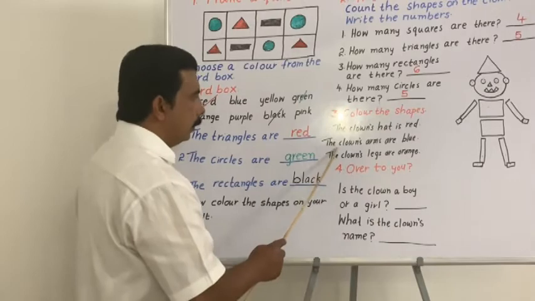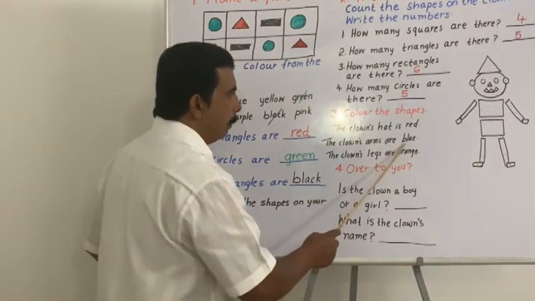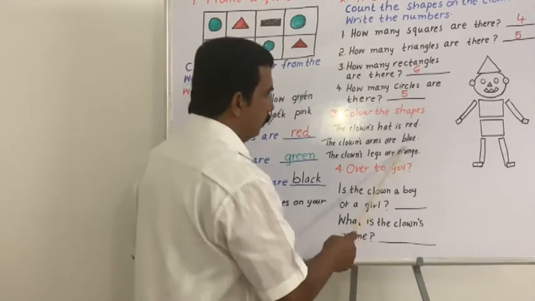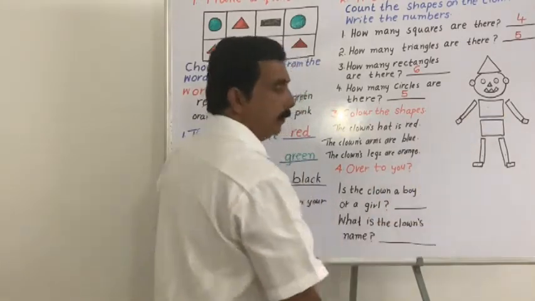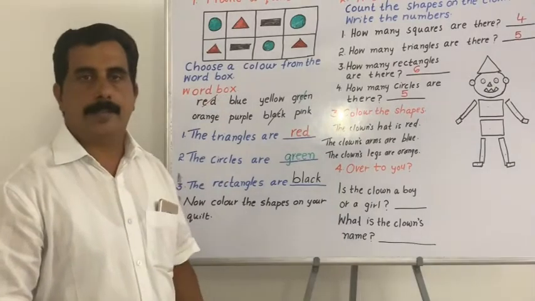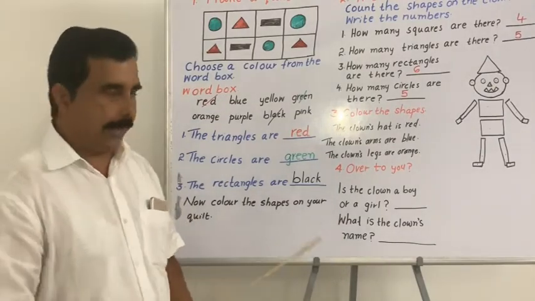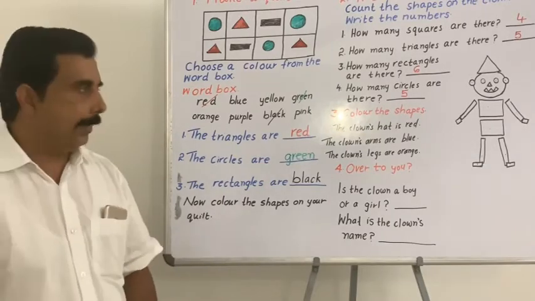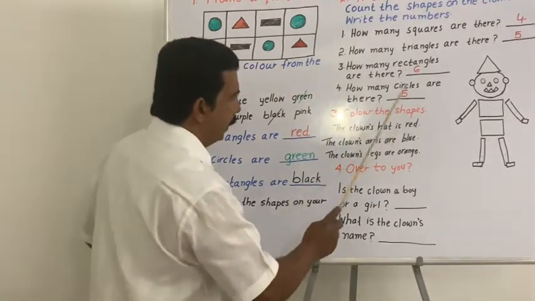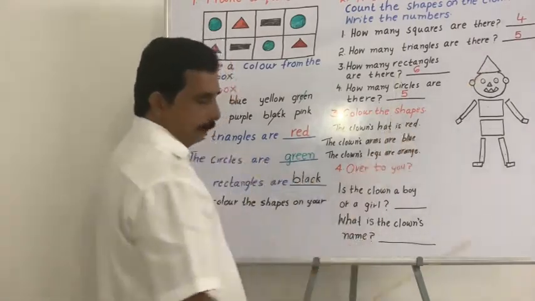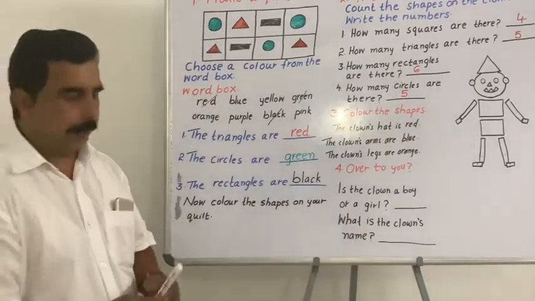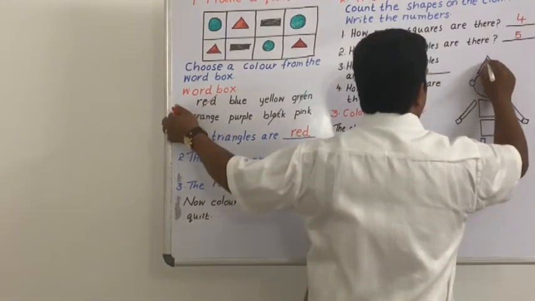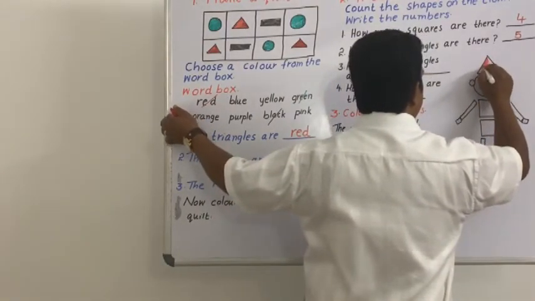If you read, the clown's arms are black, you are reading it like black, and you put the arms black, what to do then? The answer will be wrong. So read well, color it. Shall we? Take your colors. First color, what color do we need? Look, the hat is red. Which is the hat? This one. So we need to color the hat red. The clown's hat is red.